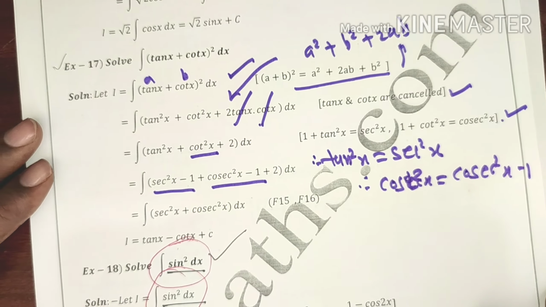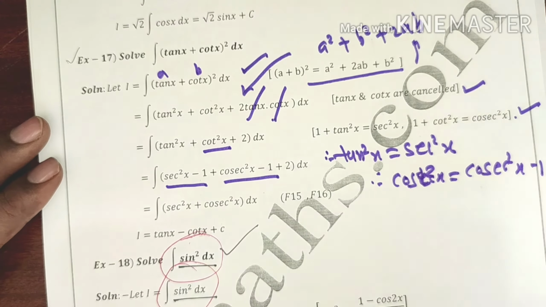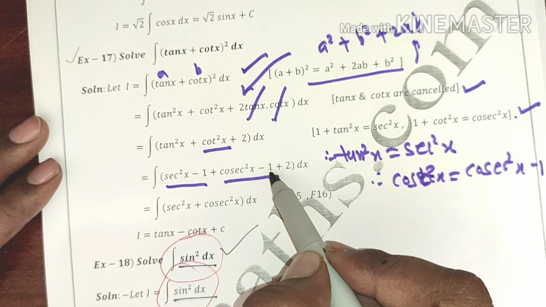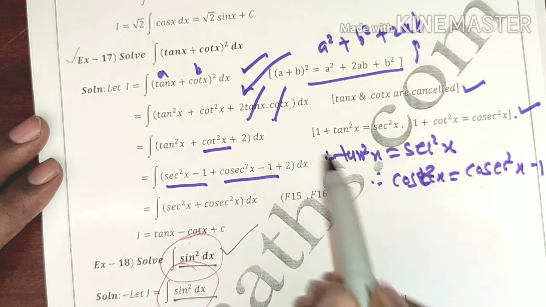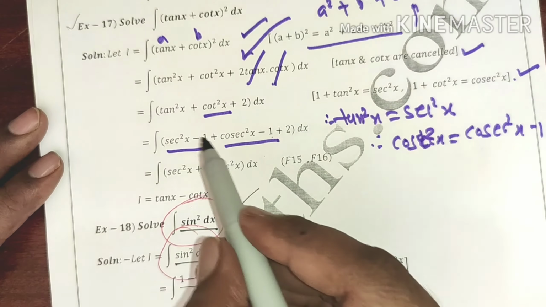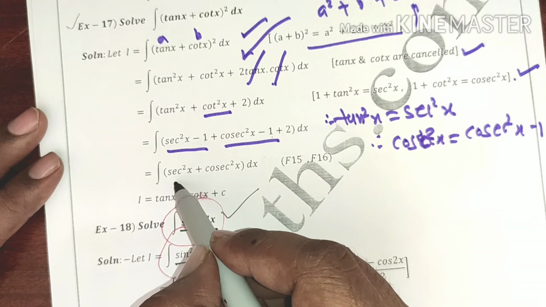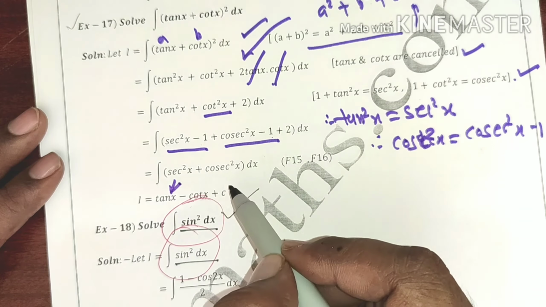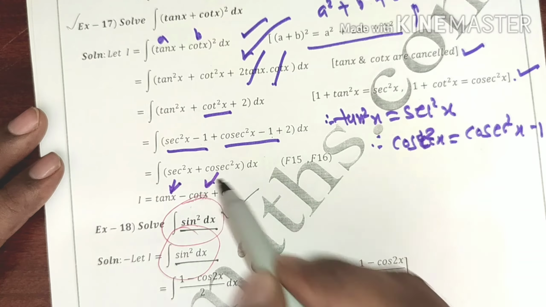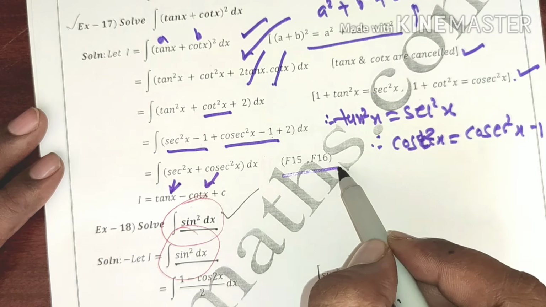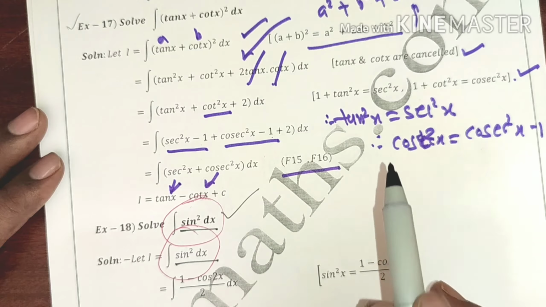Cosec square x minus 1. Or this minus 1 will be minus 2 or plus 2. 2 got cancelled. The remaining terms are integration of sec square x plus cosec square x. We know that integration of sec square x is tan x, and integration of cosec square x is minus cot x. Formula number 15 and 16 from our list.